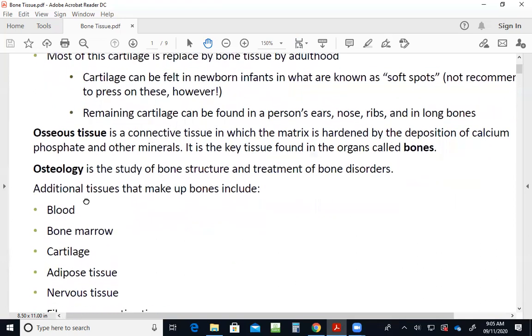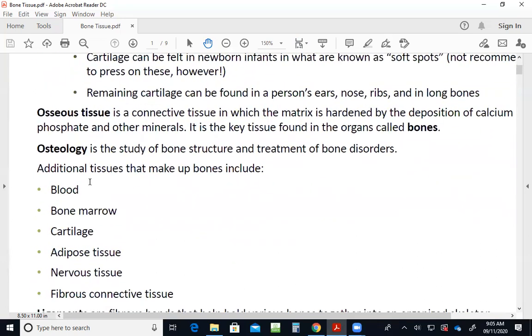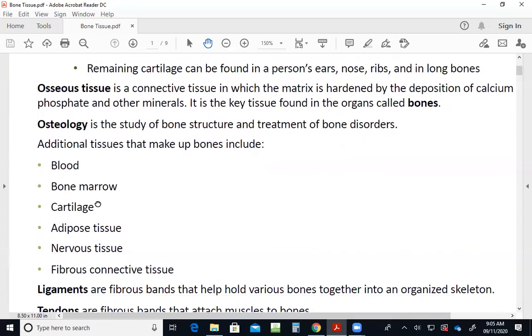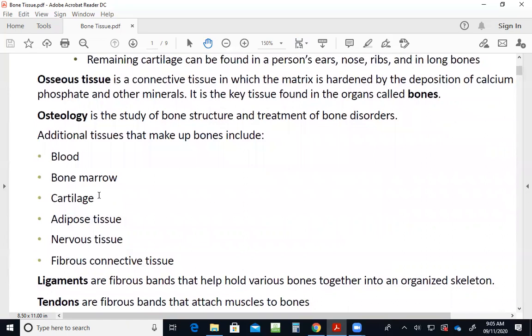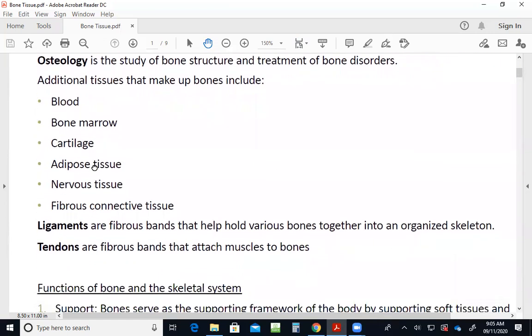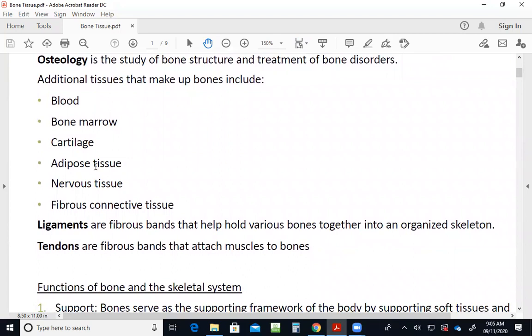Remaining cartilage can be found in a person's ears, nose, ribs, and in their long bones. We'll be talking about the growth plate, growth line in our long bones on the very next slide, which is where you'll find cartilage inside of our bones. Osseous tissue or bone tissue is connective tissue, which is the matrix hardened by the deposition of calcium, phosphate, and other minerals, and is the key tissue found in our organs called bones. Osteology is the study of bone structure and the treatment of bone disorders.